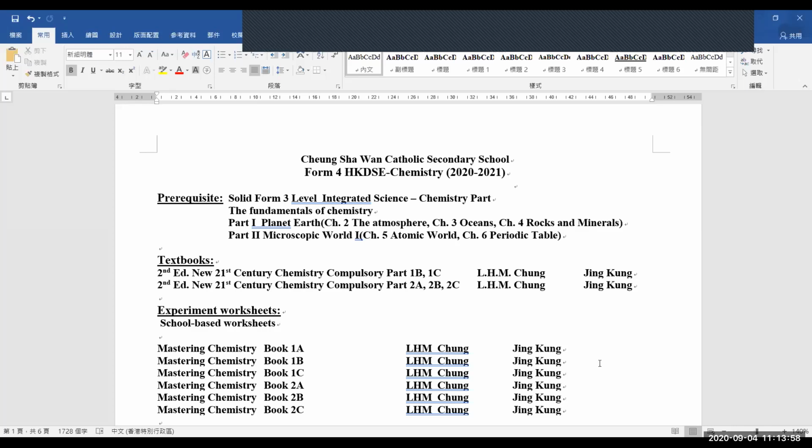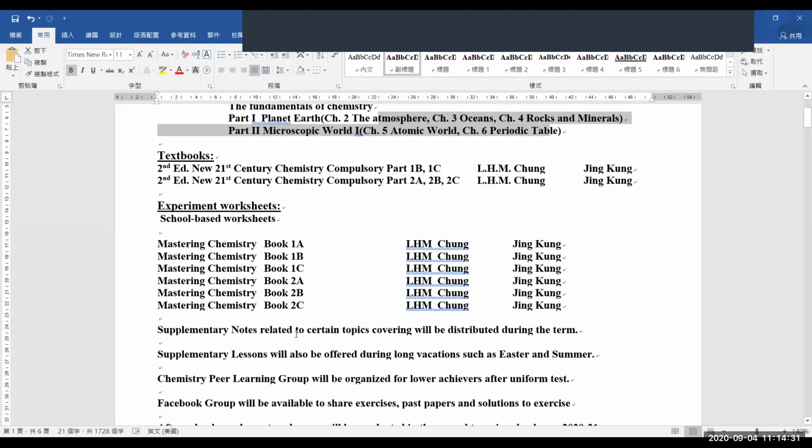Now, you may find those topics including planet Earth, atmosphere, oceans, rocks and minerals, atomic world, periodic table. Indeed, they are just part of the DSE syllabus, which is in book 1, A and B respectively. And we will continue on book 1B until the end. So in this year, including the summer tutorial section, we would cover two books, book 1 and book 2.